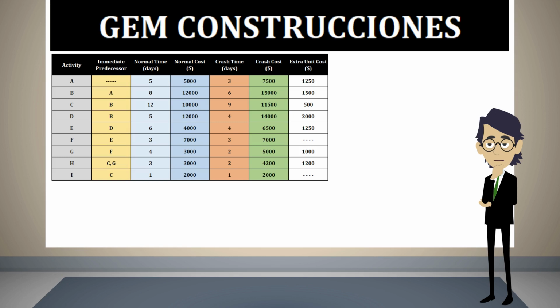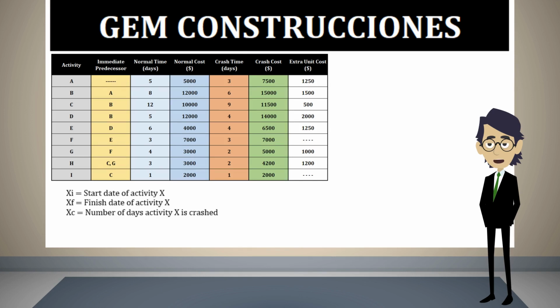The normal costs can be considered as fixed costs. What we need to minimize is the cost incurred for crashing some activities. Now we will define 3 types of variables. Let xi the starting date of activity X, xf the finish date of activity X, and xc the number of days activity X is crashed. Our objective function must reflect the extra payment we have to make, and therefore the expression which represents this intention is the following.